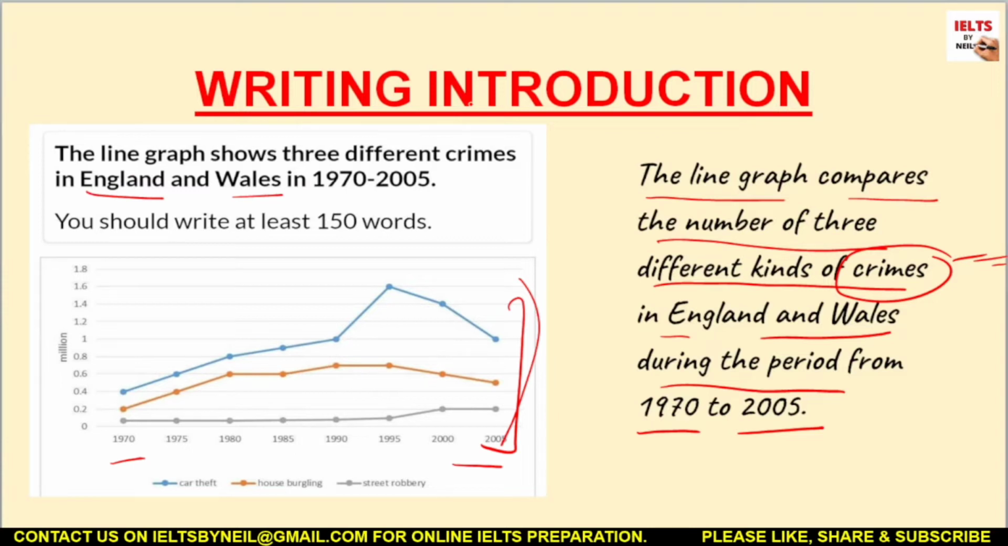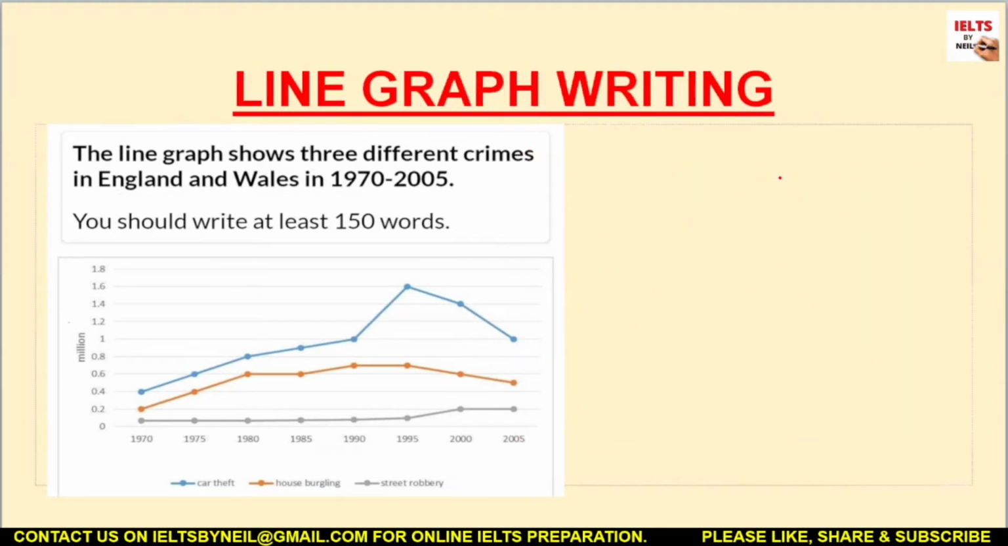If you can see here, I've changed some words, but the meaning is exactly the same as what the question statement is telling us, right? Now coming on to the overall statement. For the overall statement, as I've told you, you have to write the main feature. Now what would you consider the main feature in this one?